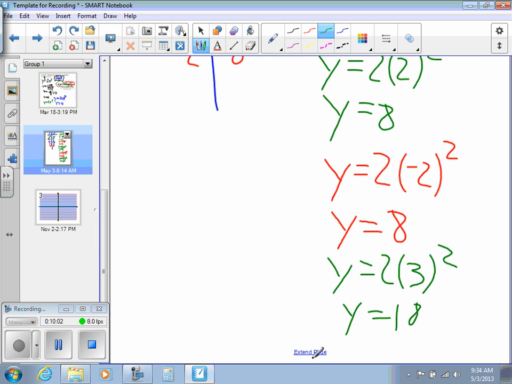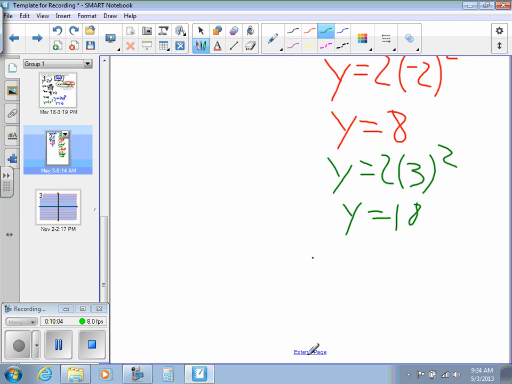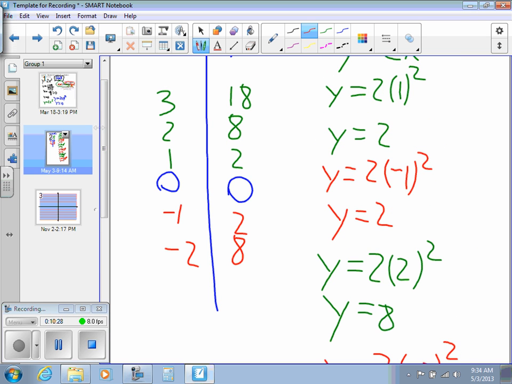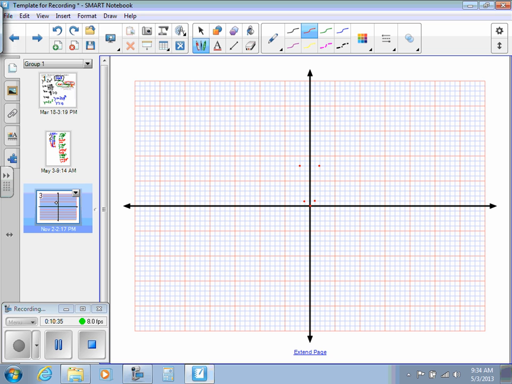Now we'll do the same with -3. So y equals 2 times -3 squared. When we square -3, we get 9. And 9 times 2 is also 18. So y equals 18. So here for -3, we also get an 18. Again, continuing the same symmetry I was talking about, let's put those points in.